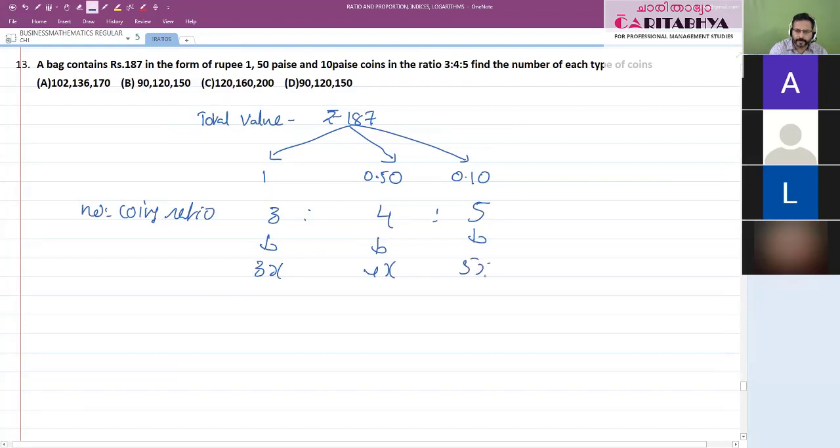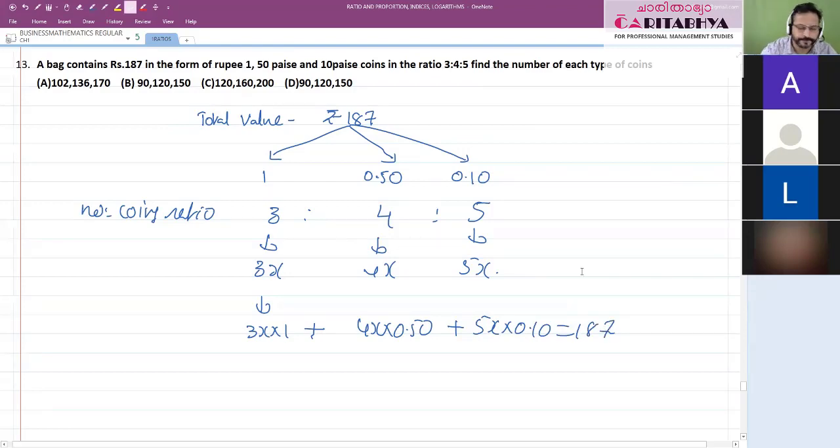Now we use the value, 187. So 3x 1 rupee coins means 3x into 1, plus 4x 50 paise coins means 4x into 0.50, plus 5x into 0.10 is equal to 187. Then solve for x.